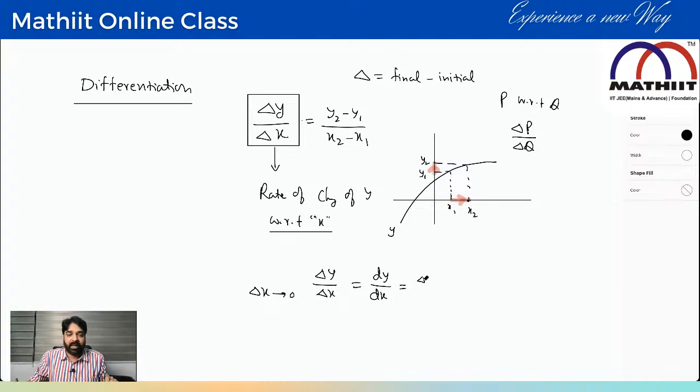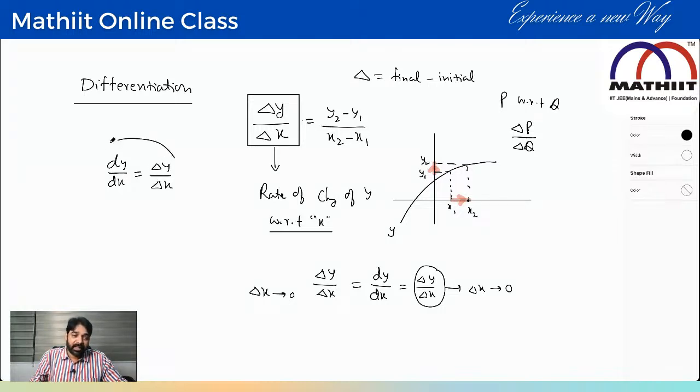Del y by del x. That's the only thing, but del x should be near to 0. That's very important. So I hope you understood that. What is the meaning of dy by dx? Dy by dx is just the difference, nothing else. Ratio of the difference, del y by del x.